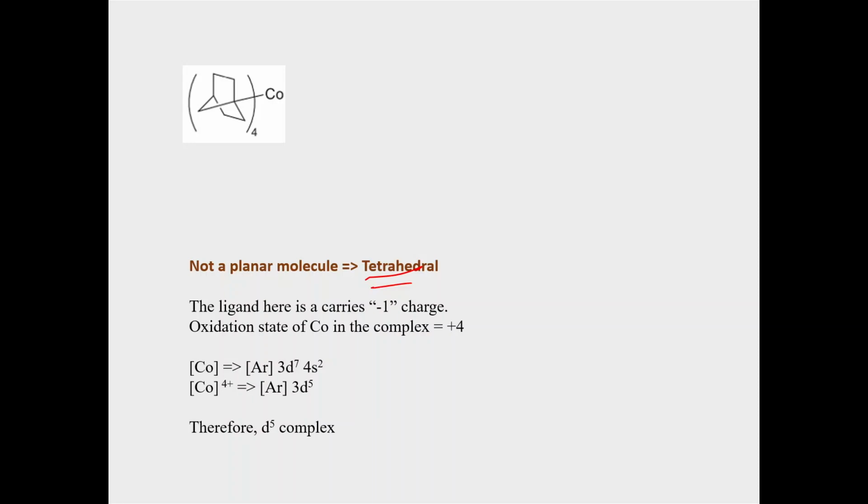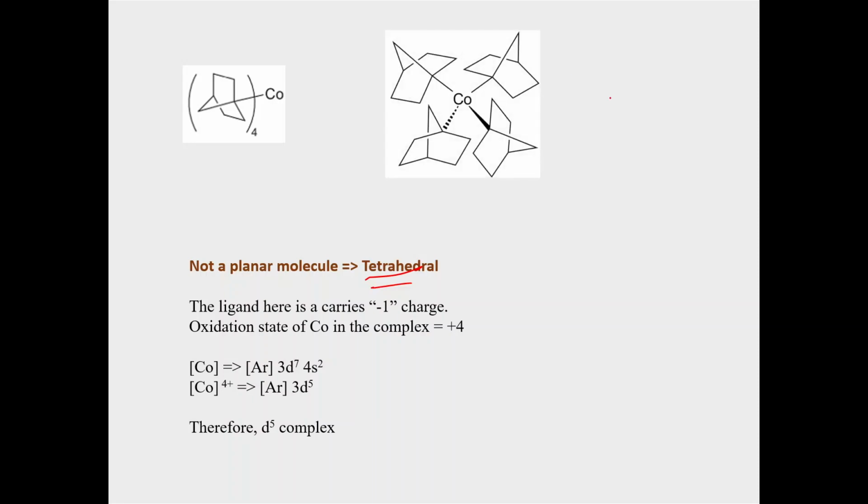Now, what is the next part of the question? What is the total number of unpaired electrons. Fine. So this is the structure of this complex. You can see that this is not a planar molecule. So here also tell me what is the oxidation number of cobalt.